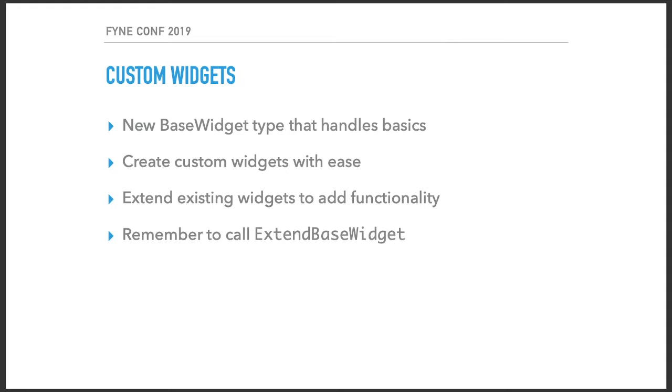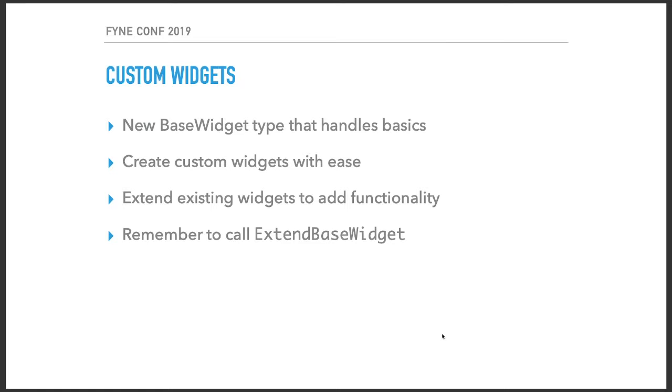Examples being where you might want an entry that handles certain keys, or you may want to add certain functionality to an icon, such as tapping it. These are all really straightforward now. There is a new function on the base widget called extend base widget, and if you include that line of code at the beginning of your constructor, then everything should work as you would have hoped.